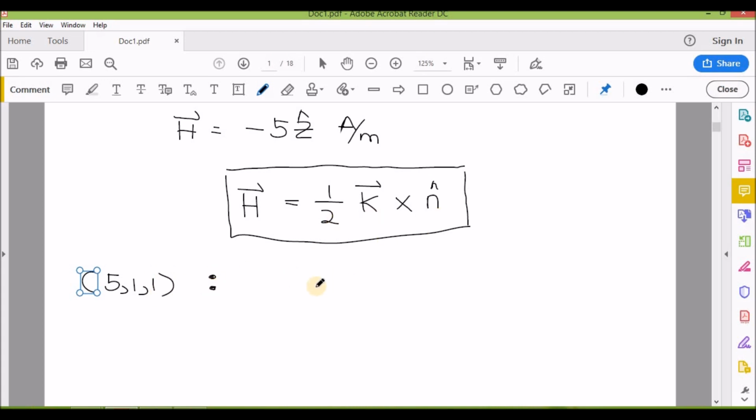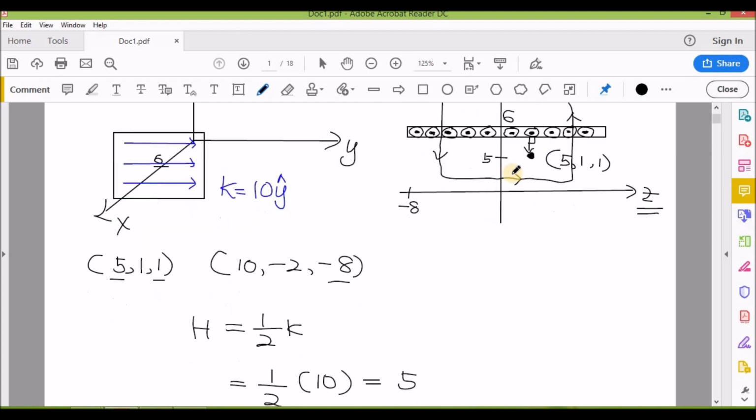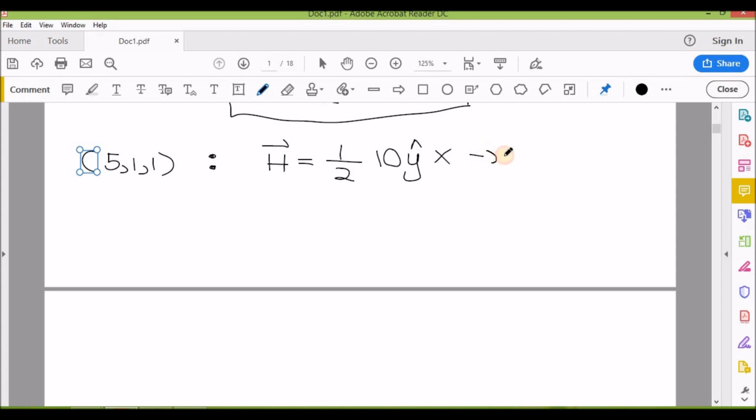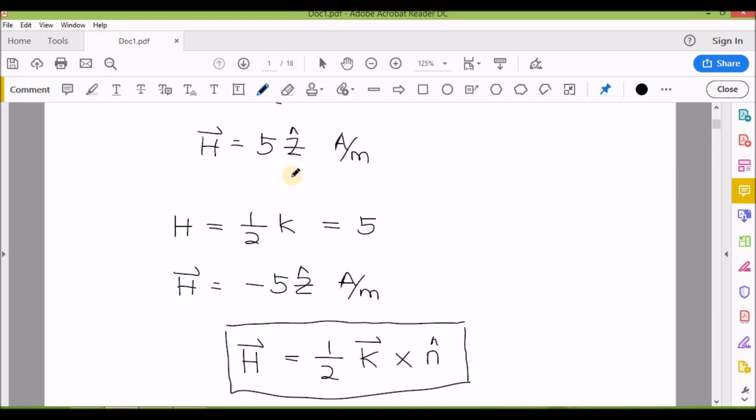So if you replace this one for the case, for example, 511, you are going to use this formula, and your H is equal to 1 over 2, and your K, this is a vector, so you have to insert the magnitude, insert the direction, cross with the n. For this point, the n will be pointing in the negative X direction. So automatically the magnitude will be 5. When Y cross product with X, you will get negative Z, and the negative will multiply with this negative, and at the end you will get positive Z. So this answer is the same as the answer that we calculated just now by using our right hand.